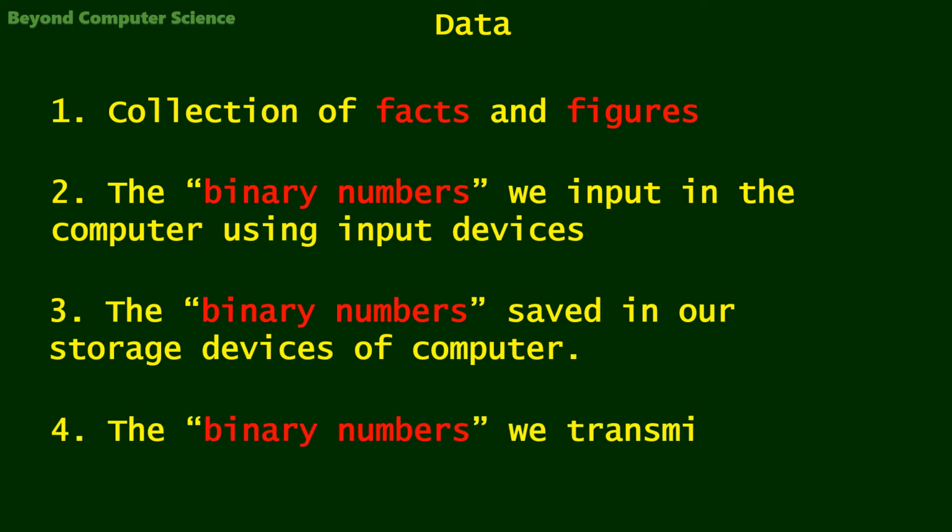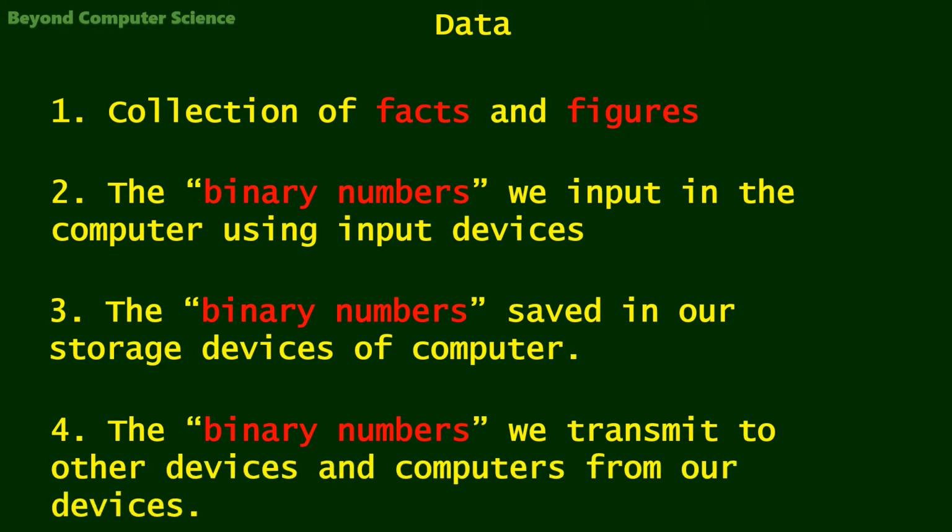The binary numbers we transmit to other devices and computers from our devices. It means when we communicate with other devices, when we send a picture or a video to somebody using WhatsApp, Facebook, Messenger, Instagram or email, we are sending binary numbers. Those videos and pictures are converted into binary numbers. So that is also data.